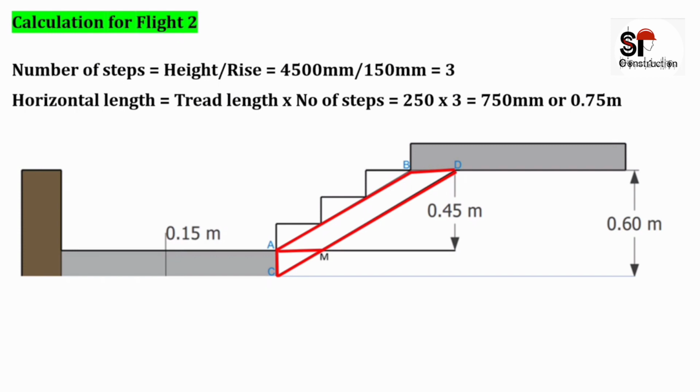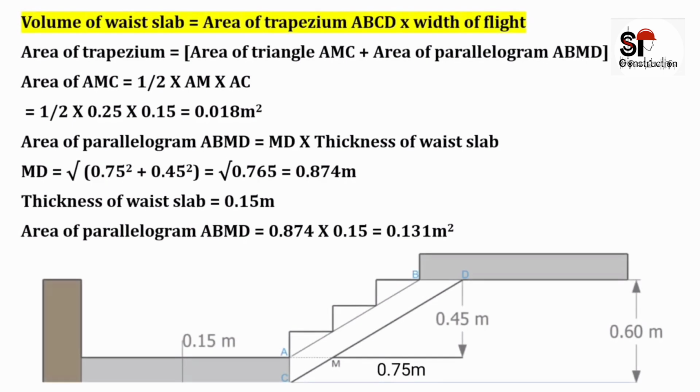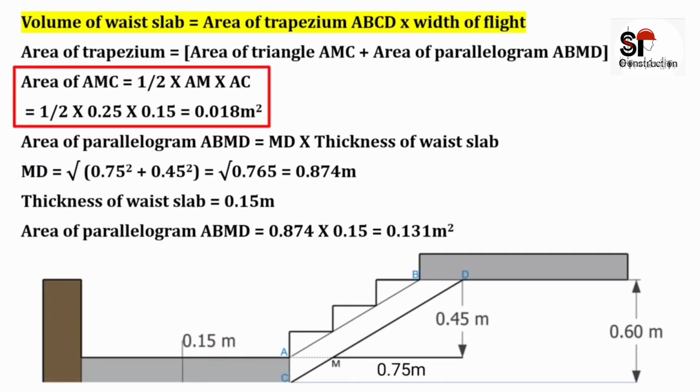Area of triangle AMC will be equal to half of base of this triangle, which is AM, into height of this triangle, which is AC. AM will be equal to tread length, which is 250 mm, and AC will be equal to thickness of landing, which is already given as 0.15 meter. So on substituting these values, the area of this triangle will be equal to 0.018 meter square.